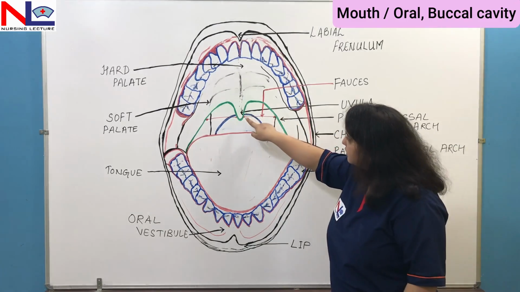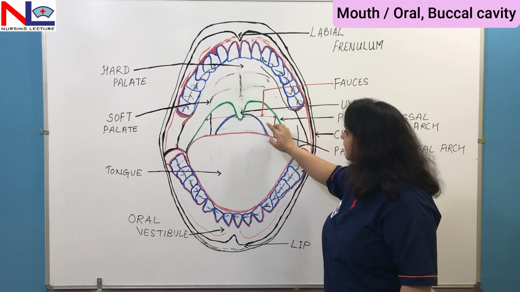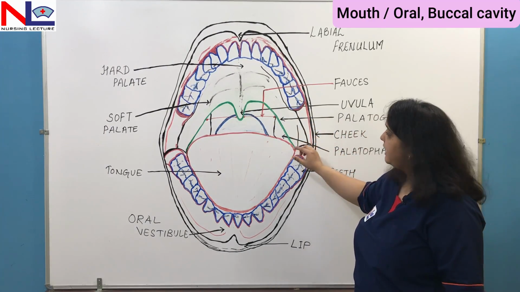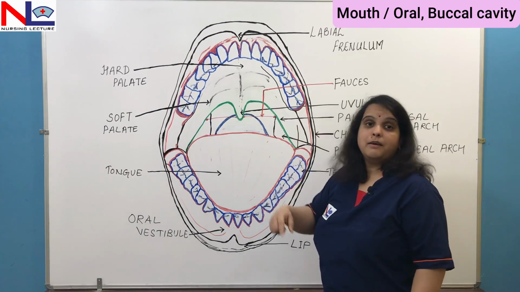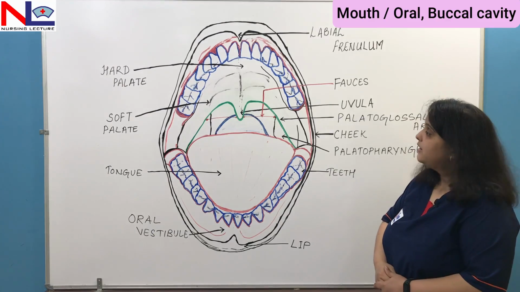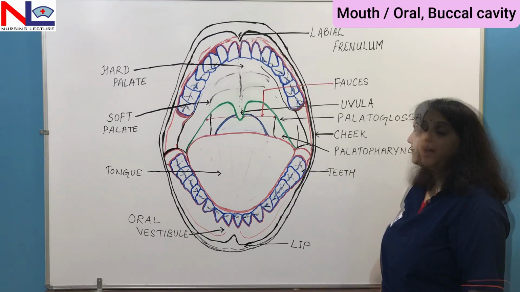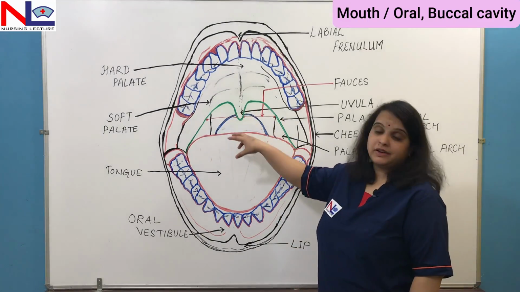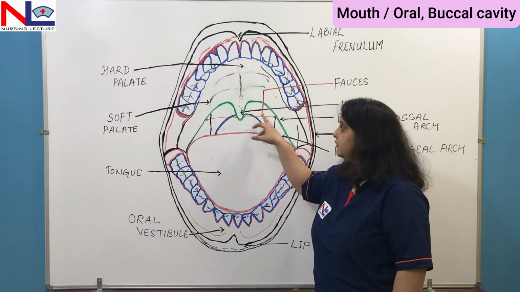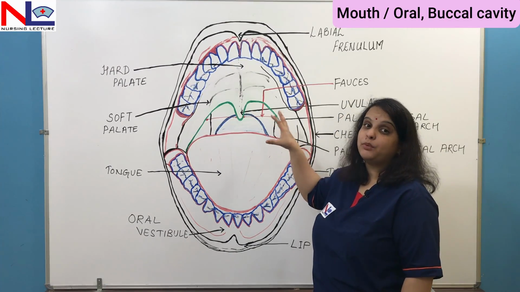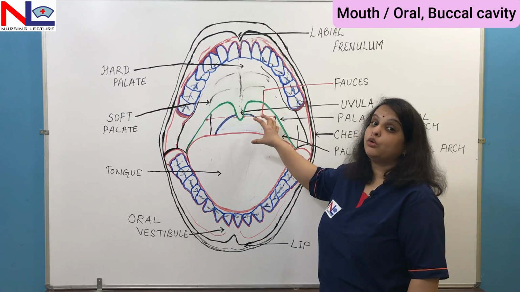This fold is the posterior arc and this one is the anterior arc, and in between these two arcs lie the palatine tonsils. The opening which lies posteriorly, or you can say the exit of the oral cavity, is called the fauces. The fauces is the exit point of the mouth from where the food finally enters into the oropharynx.